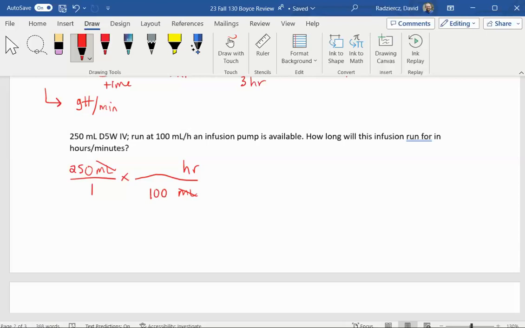If it's a different number, just make sure you account for that. So if it was 2 hours, if it was 4 hours, if it was 30 minutes and it's asking you to convert it to hours, just make sure your units are correct. So 250 divided by 100, and someone already answered this, it's 2.5 hours, right? And then in order to answer the question most correctly, we'd want to say 2 hours, 30 minutes.